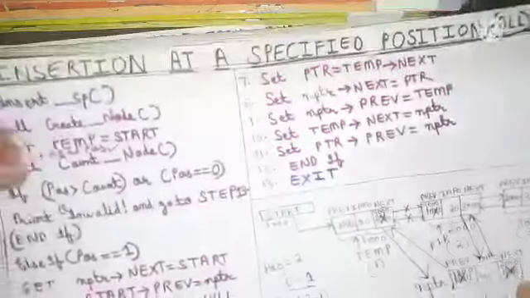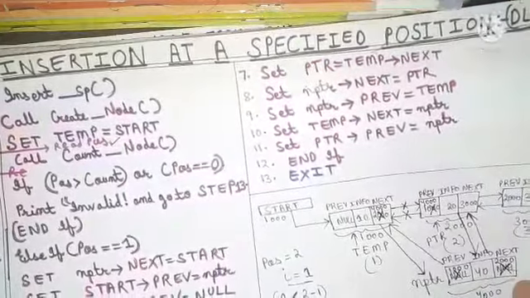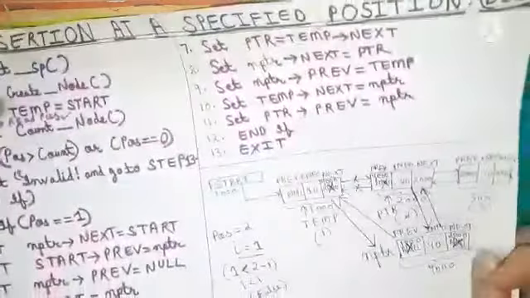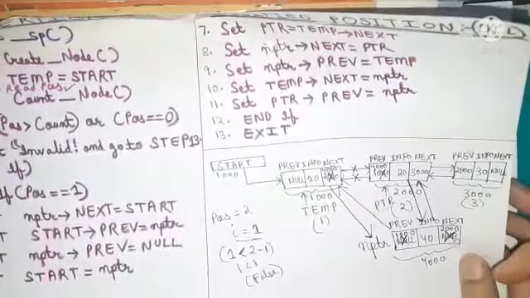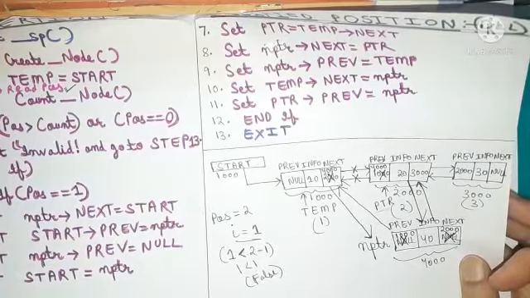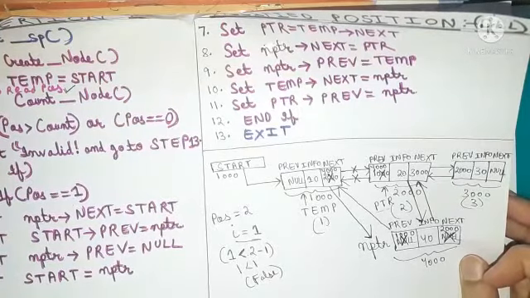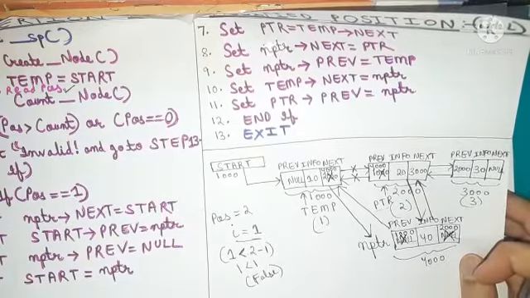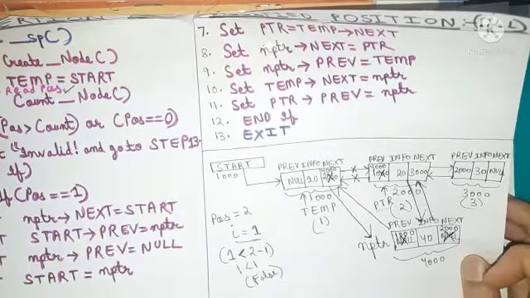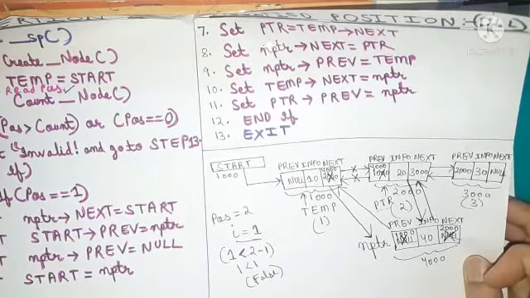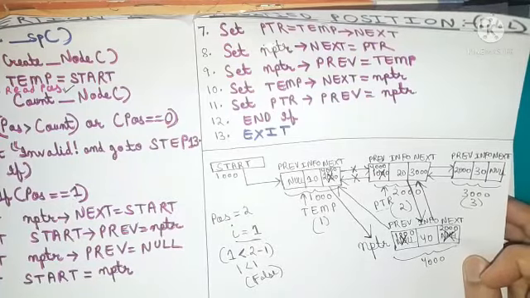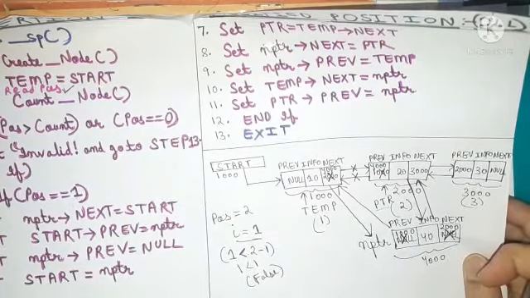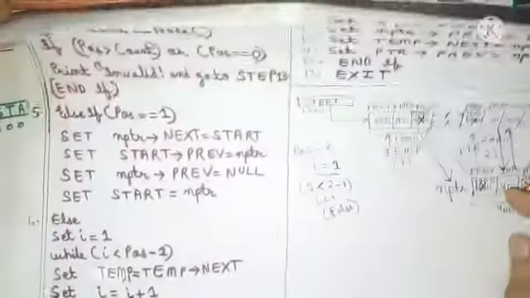So this is all about insertion at a specified position. In this diagram it was for understanding, but you can set position as 3 if you take more nodes in your list, 5 to 6 nodes. You can insert at the 5th position or at the 4th position if you take more nodes in your list. In that case, this while loop will be executed.